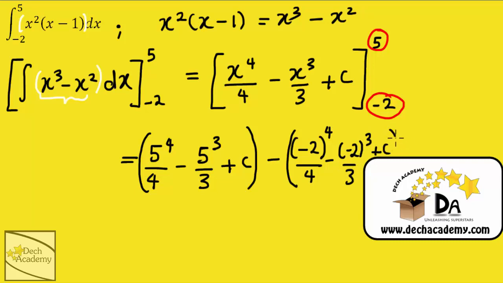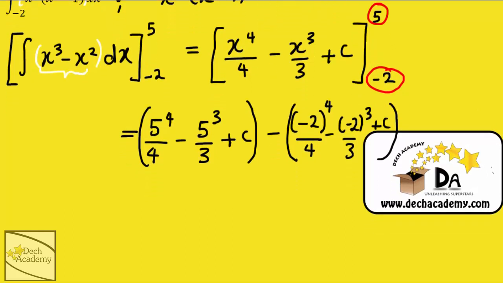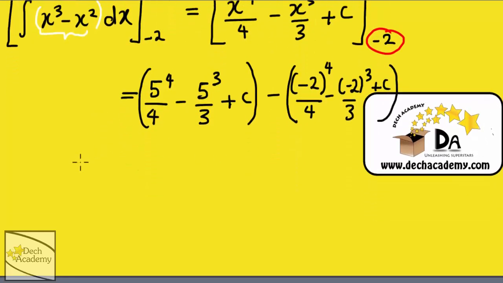So I'm just going to go over this here, and that gives 5 to the power of 4 divided by 4 minus 5 to the 3 divided by 3. I'm not going to write down the arbitrary constant because I know it's going to cancel out. I know that this plus c is going to cancel out with this plus c here, because it's going to be c minus this plus c.